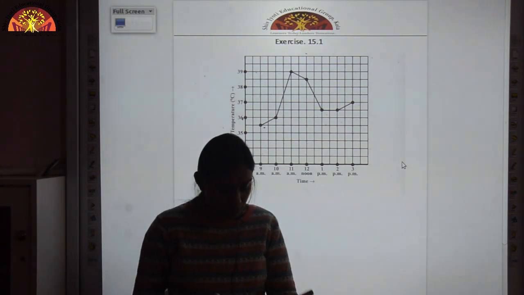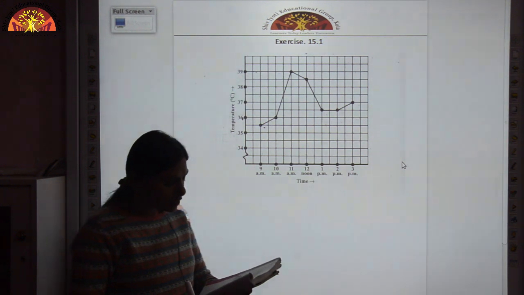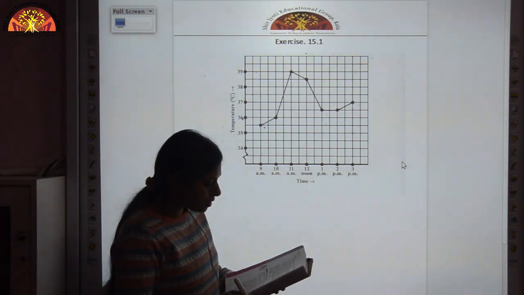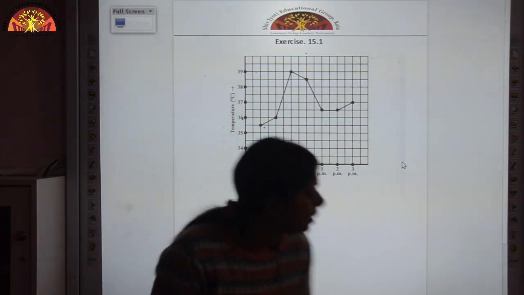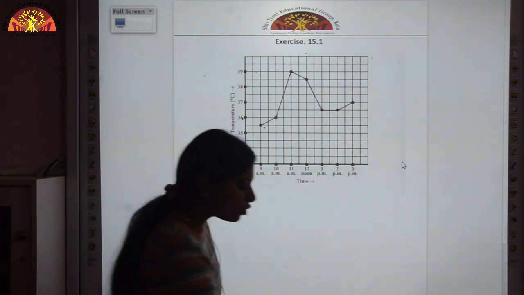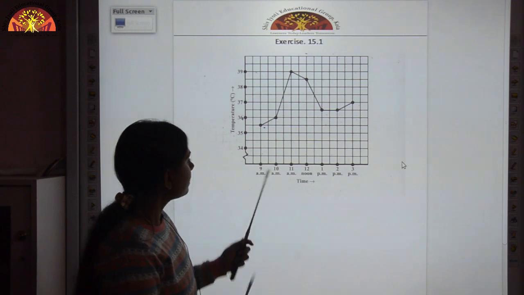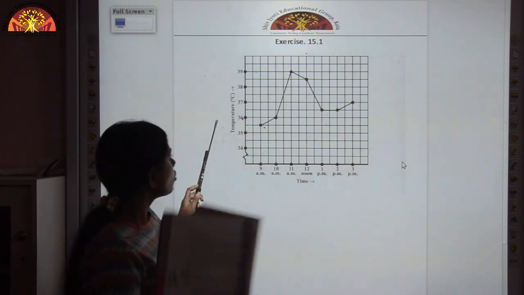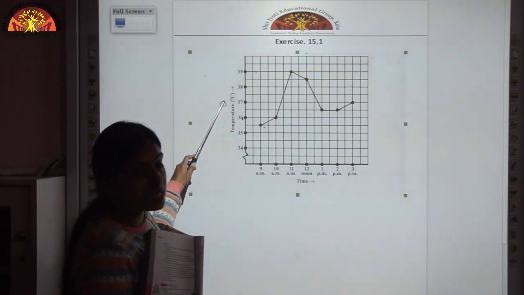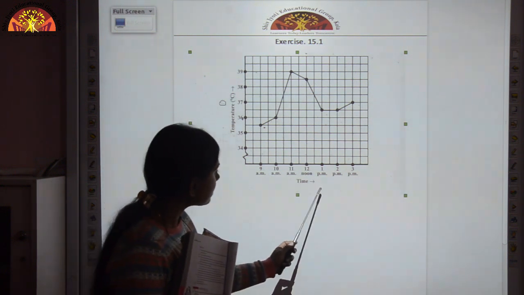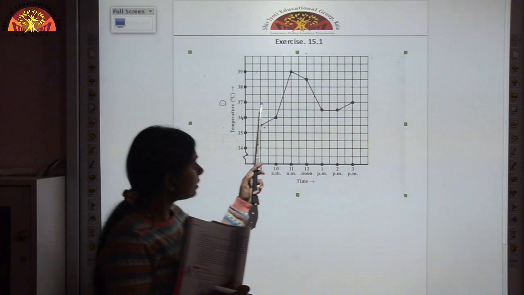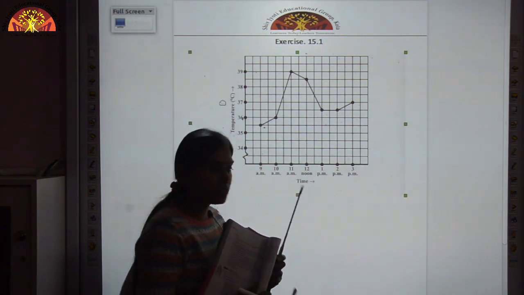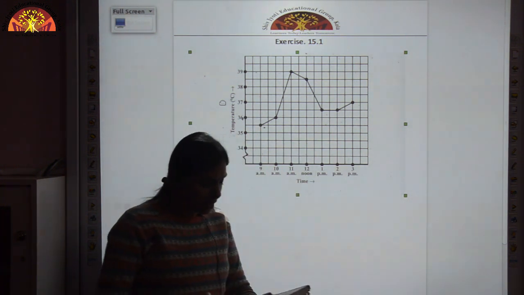So just see, the following graph shows the temperature of a patient in a hospital recorded every hour. So children, you can see this graph over here. The temperature of a patient is given and it has been recorded per hour. So on the y-axis the temperature in degrees Celsius is taken, and on the x-axis we have taken the time per hour. Okay. So based on this graph we will answer some questions. So just take out your books and see the question.